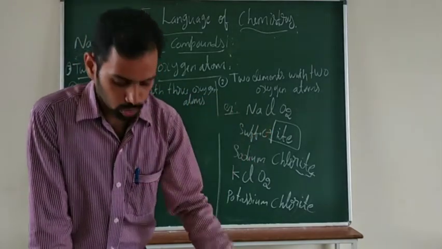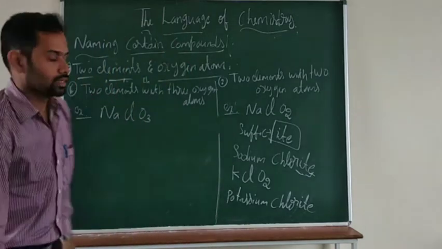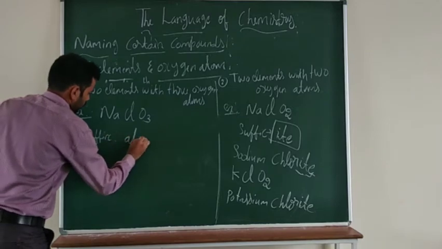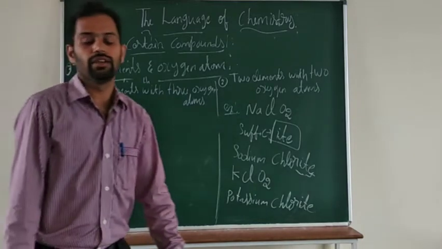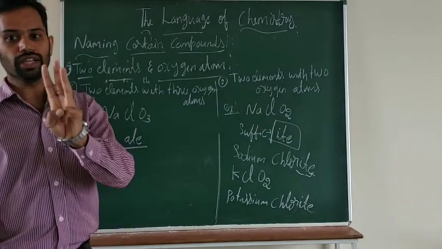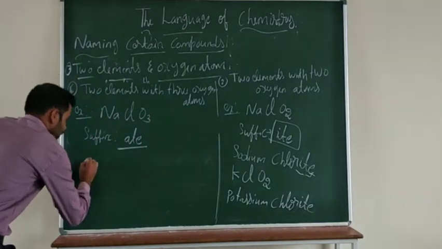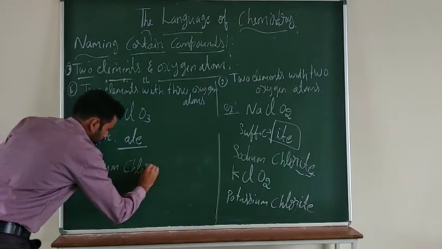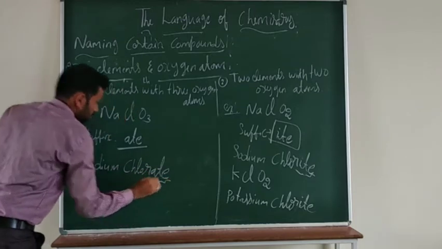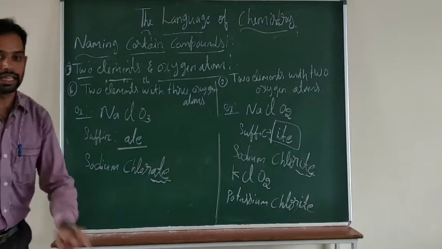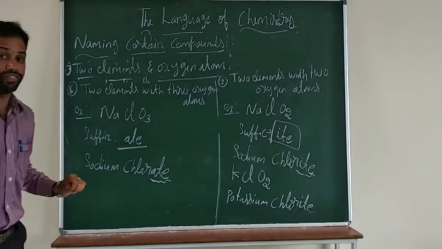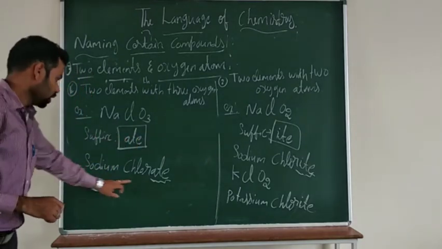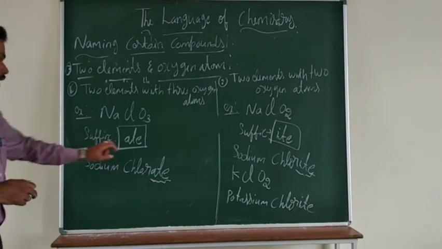We should use the suffix ate. If three oxygen atoms are there, we should use the suffix ate. So it means sodium chlorate. Look at that. Suffix ate, three oxygen atoms. It's very important. Suffix ate. Sodium chlorate.